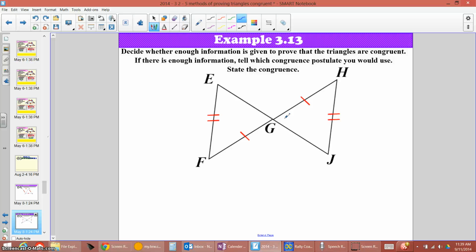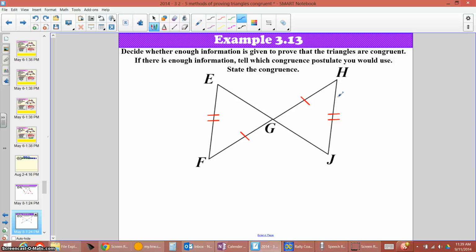All right, so here I have a side side. I either need to show that the third side is congruent to get side side side, or I have to show that the angle is congruent to get side angle side. Those are my only options. But I really don't have any parallel lines. I don't have anything told to me that they're parallel or congruent or midpoints. So I really don't have enough information to prove it.